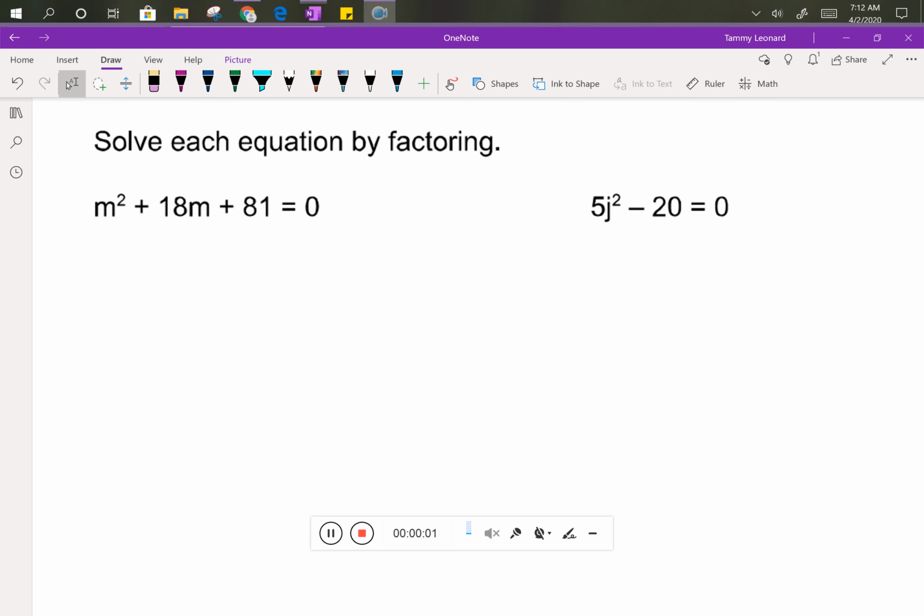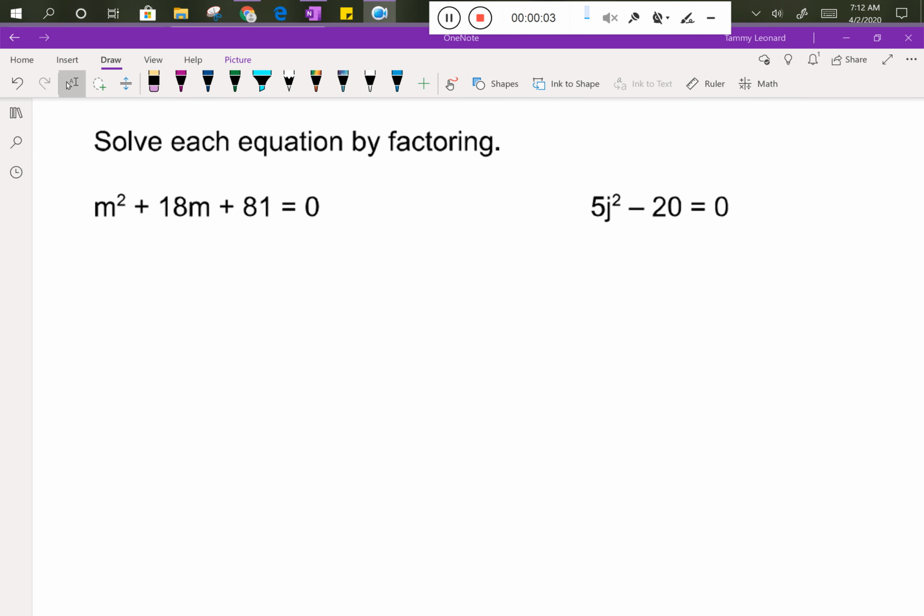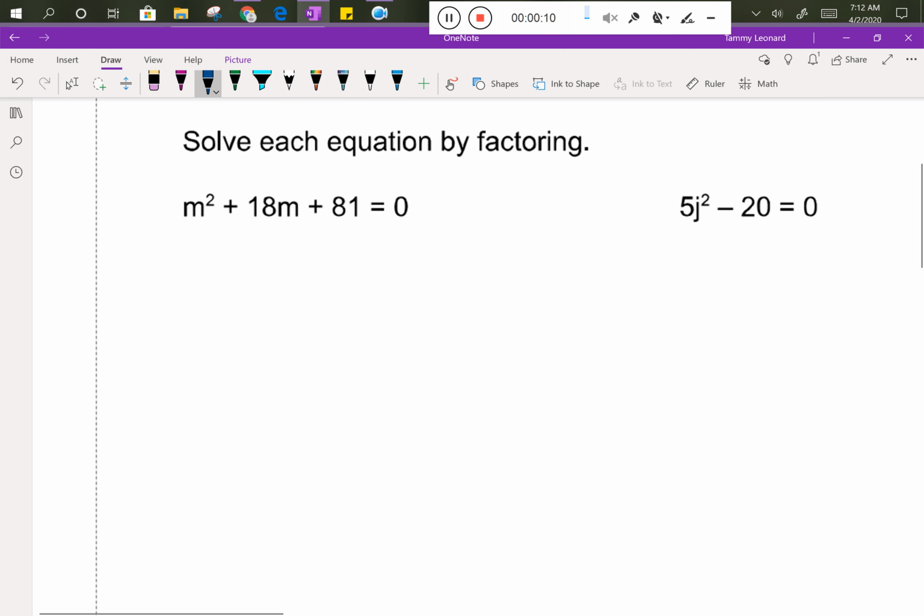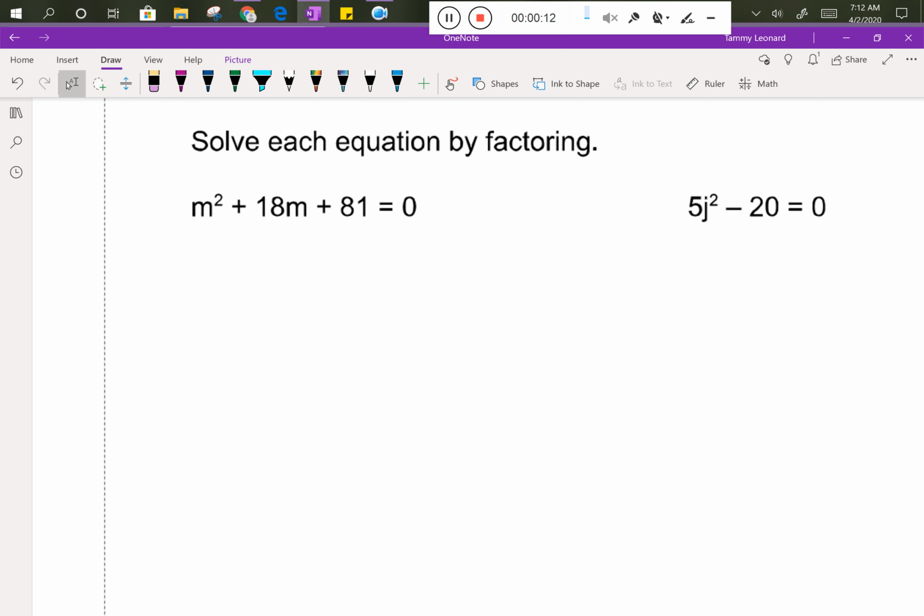Today we're going to do two problems together. We're going to start with the first one. The first one is m squared plus 18m plus 81 equals 0. So we know we need to start by factoring, and then factoring starts with a puzzle.